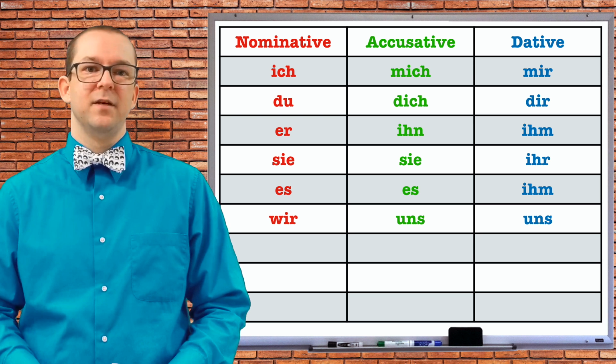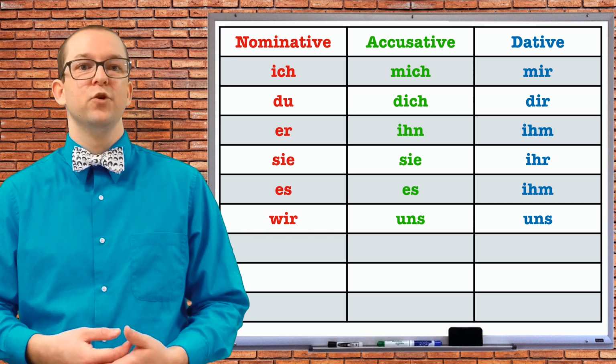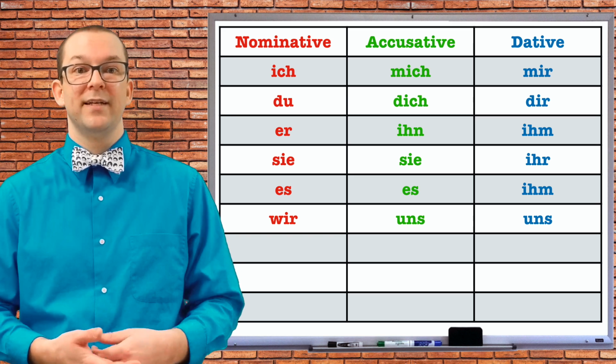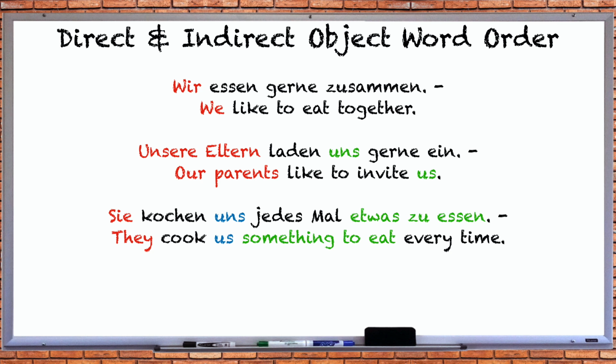When wir is not the subject of the sentence, i.e. nominative, it becomes uns. This is true for both direct objects and indirect objects, or accusative and dative. Wir essen gerne zusammen. We like to eat together. Unsere Eltern laden uns gerne ein. Our parents like to invite us. Sie kochen uns jedes Mal etwas zu essen. They cook us something to eat every time.